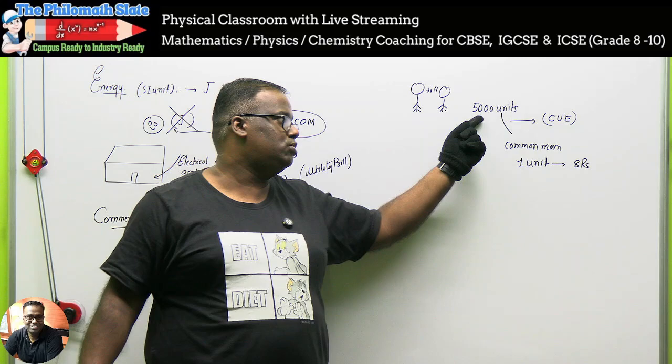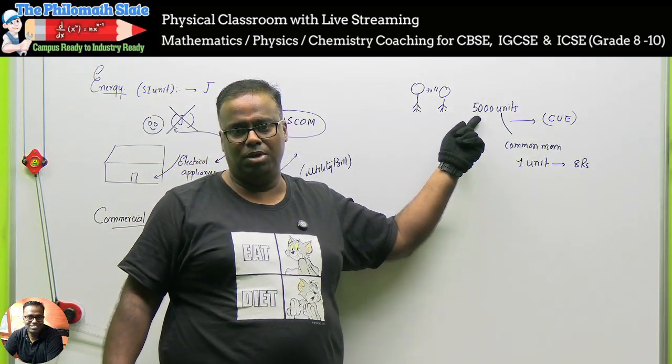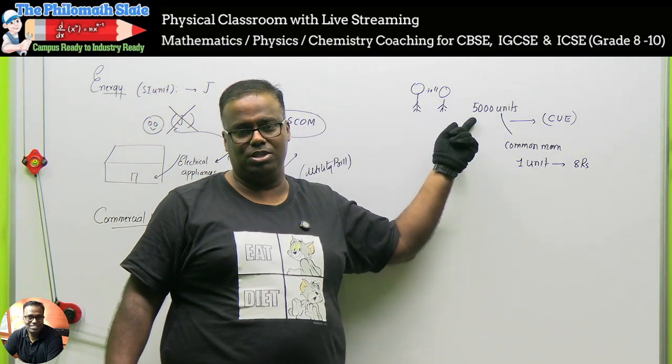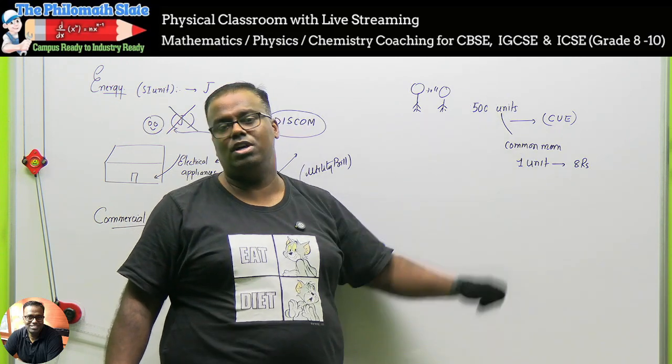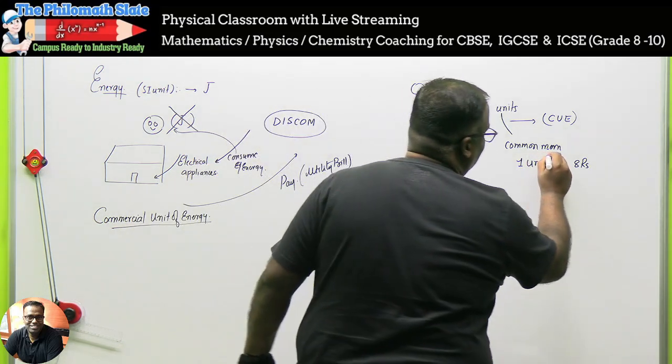So if this house consumed, say, 5,000 units of energy in a month, which is very, very high, how much will the electricity bill come to? 40,000 rupees. Right? 5,000 is too much, so let's make it 500 units. 8 fives are 40, so 4,000 rupees will come. Our job here is to study what this unit is.